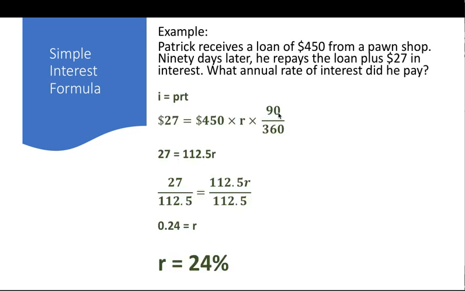So 450 times 90 over 360 is 112.5. So I've written this in the equation. I'm going to divide both sides by 112.5. And the interest rate is 0.24, which, when we change that to a percent, is 24% interest.